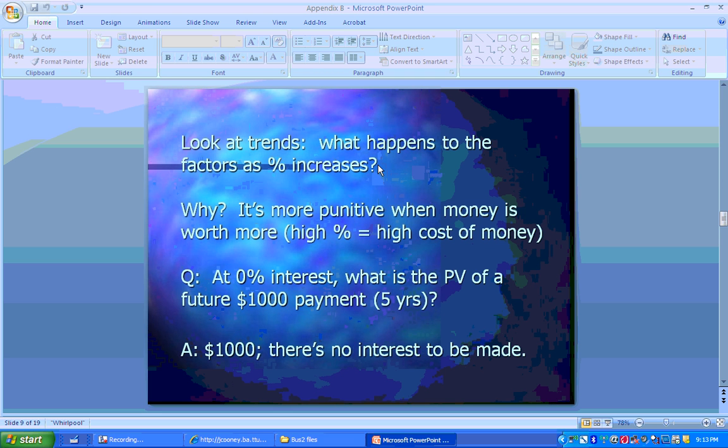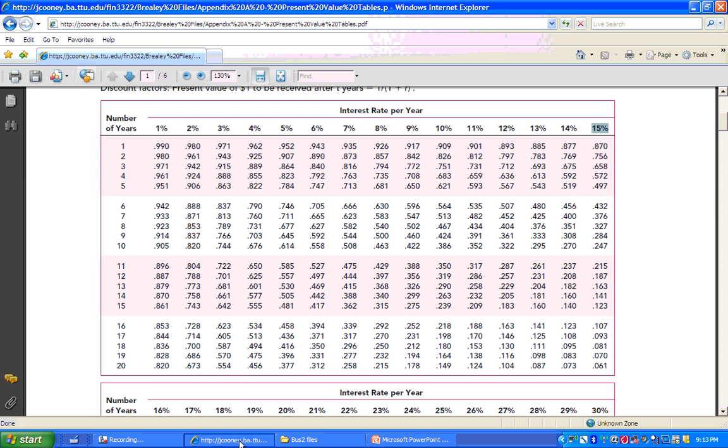I need you to look at the interest percents and the numbers in the table as you go to the right, as interest increases. Remember that interest is the cost of money, basically. If money was free, interest rates would be zero. If money is very scarce and scarcity drives the cost up, then 15% would be a very high cost of money. So take a look at this table here. You should be looking at your B1 in the back of the book. As interest rates rise, 1 to 2 to 4 to 8, all the way up to 15, these numbers clearly are getting smaller as you go to the right.